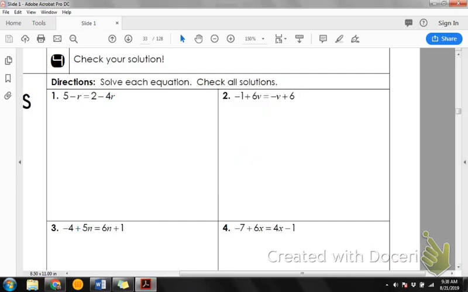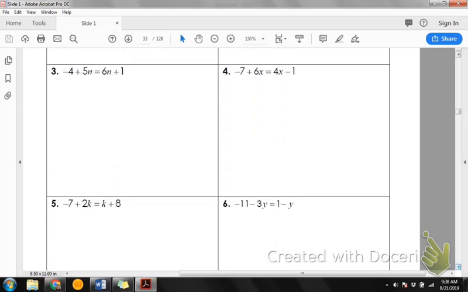Okay, let's look at number 3. Okay, let's go ahead and move our, well, we can draw our line, right? So we know we need to, where are our variables? We have a 5n and a 6n. And if we want to move them to the left side, what do we need to do? Okay, minus what?